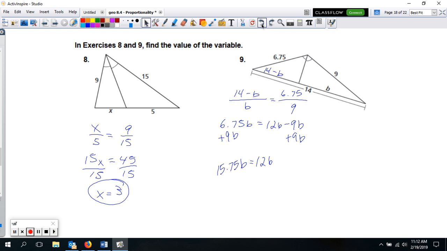Solving for b, let's divide by 15.75. And here's where you might want to use the calculator, just 126 divided by 15.75 on the calculator. That's going to give us exactly 8. So you can figure b is 8 on this one.